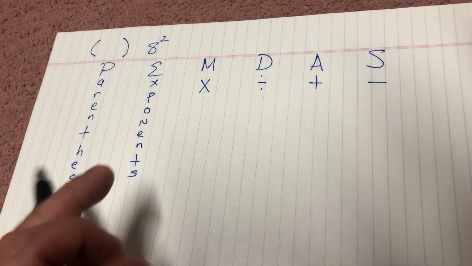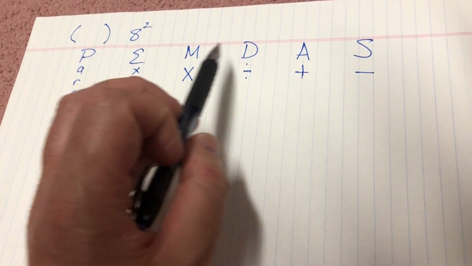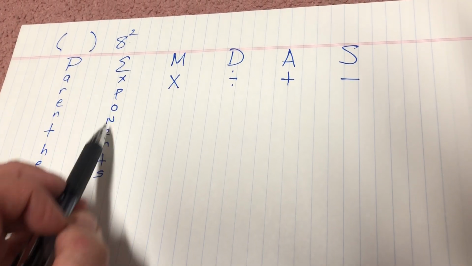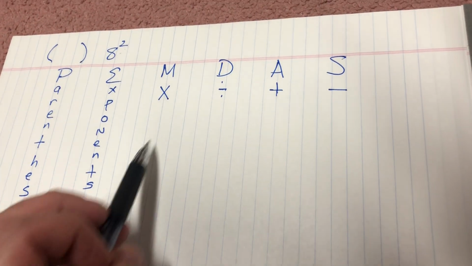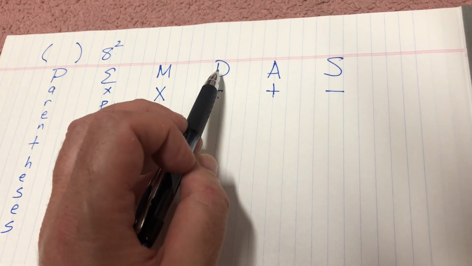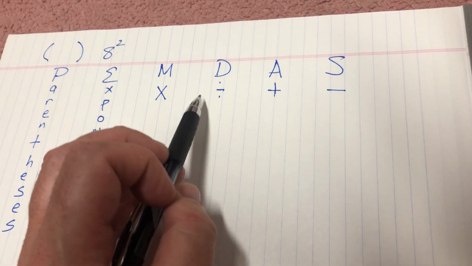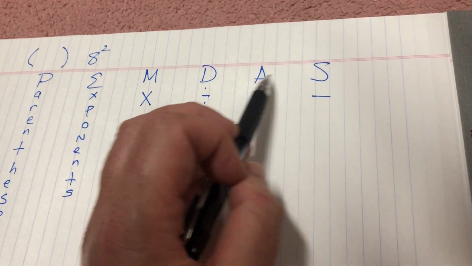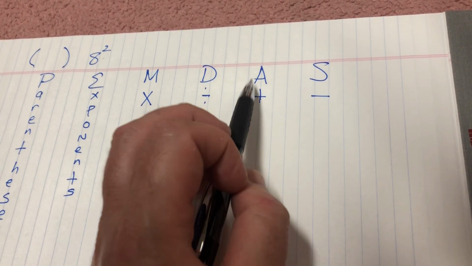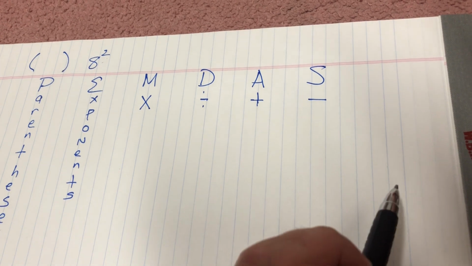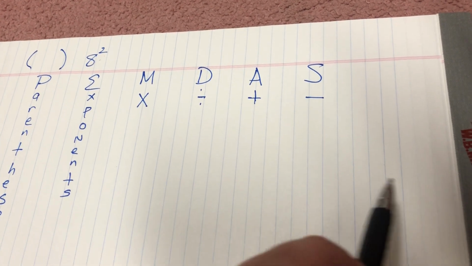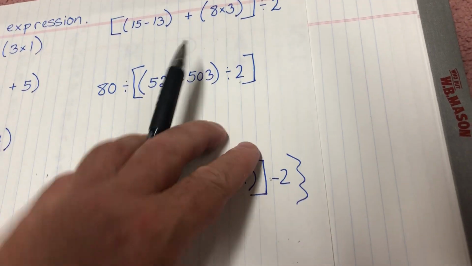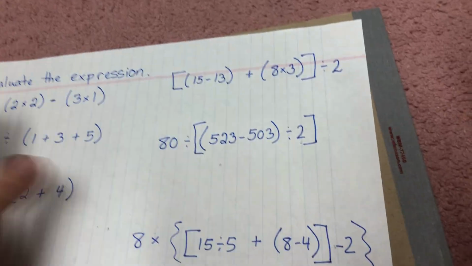So we want to remember PEMDAS, please excuse my dear Aunt Sally. The P is for clearing parentheses. The E is for clearing exponents. M is for multiply, D is for divide, that's one step. Multiply and divide, left to right. The A and S for adding and subtracting, that's one step. Add and subtract left to right. All right, so let's actually get to this. Let's go ahead and flip that around.